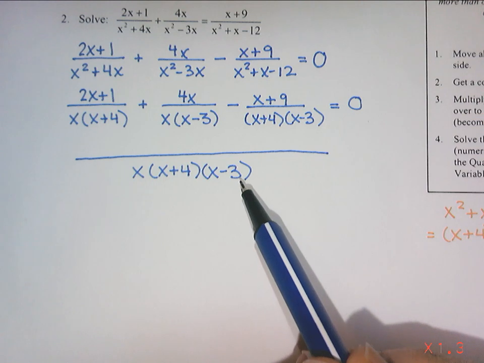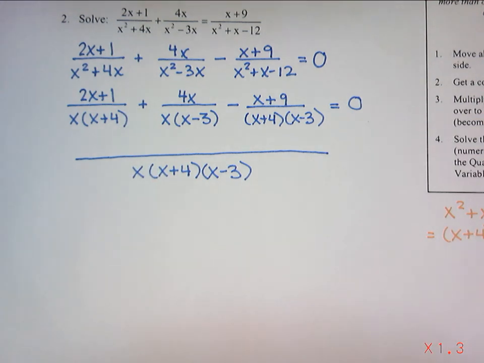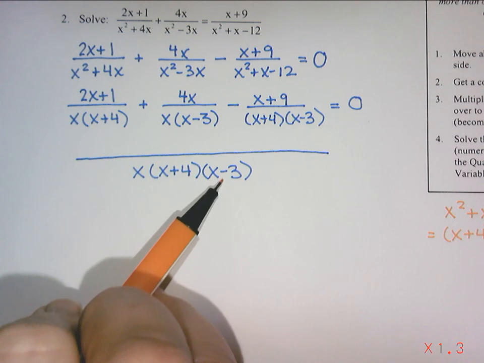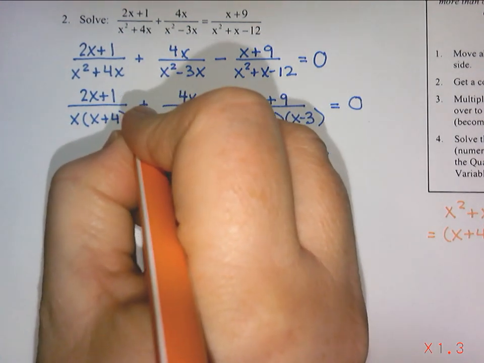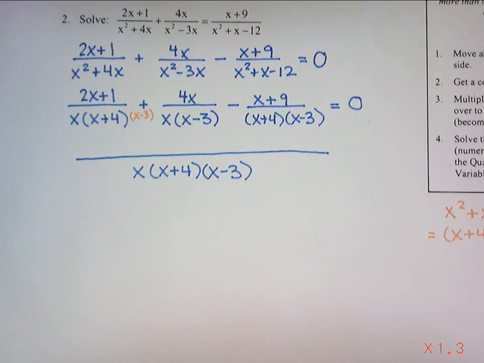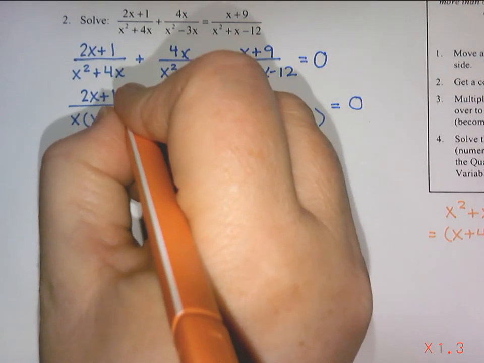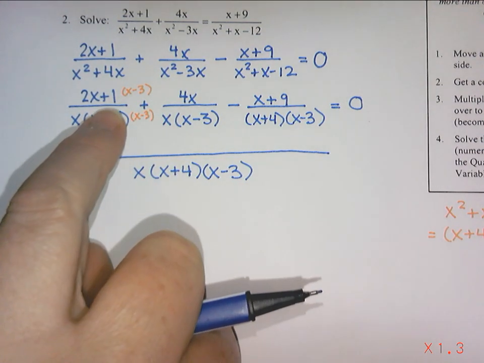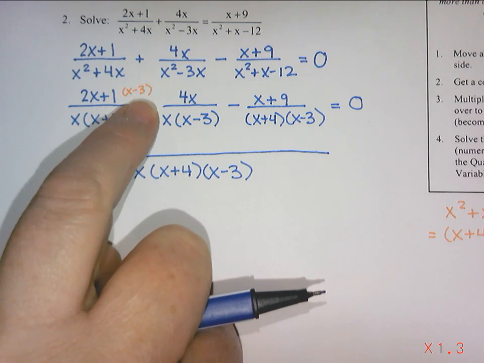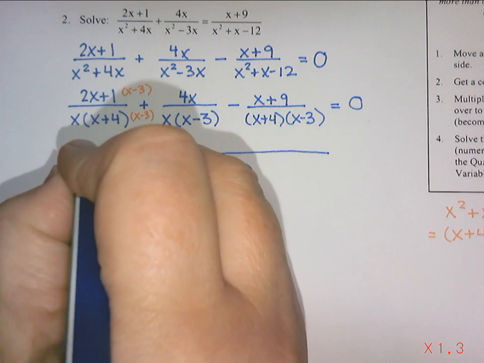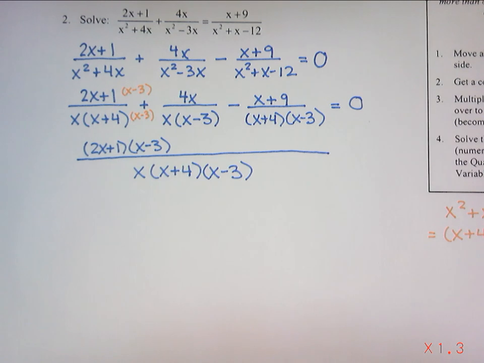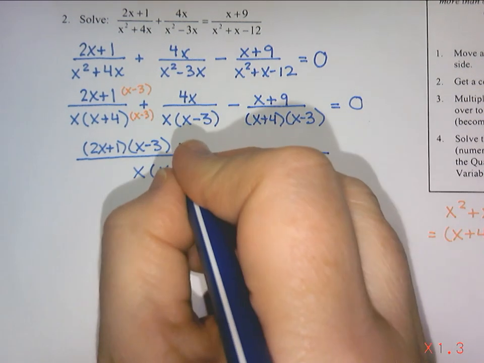Now, what we need to do is adjust our numerators for whatever it is we've done to get our denominator. So I have x times x plus 4 on that first fraction, and what we're missing is the x minus 3. So I need to multiply the bottom by x minus 3, which means we also need to multiply the top by x minus 3. So we're either doing 2x plus 1 times x minus 3 or x minus 3 times 2x plus 1. All right, and then we have plus, so we're going to do our plus sign.